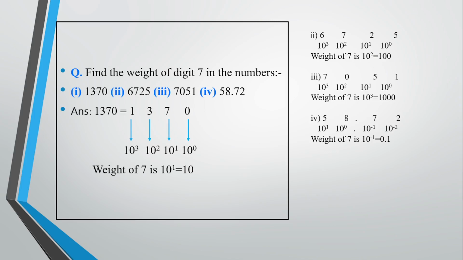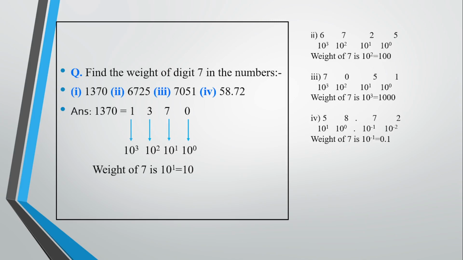In a similar way, we can find the weight of 7 in the remaining 3, as shown in the solved examples on the right hand side of the slide. So in 6725, the weight of 7 is 10 to the power 2, that is 100. In the example 7051, the weight of the 7 is 10 to the power 3, that is 1000.